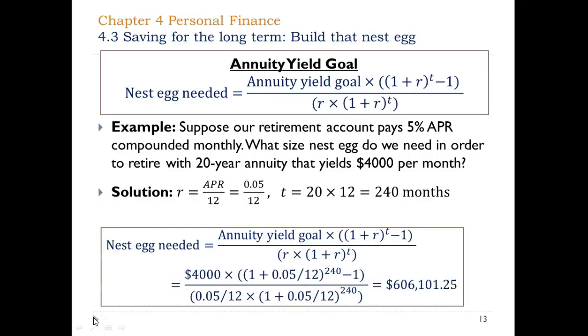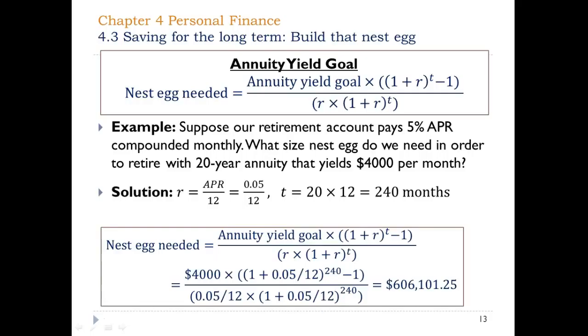Annuity yield goal. Here we have nest egg needed equals annuity yield goal times (1 plus r to the power of t minus 1) divided by r times (1 plus r to the power of t). Notice it's the previous formula solved for nest egg.